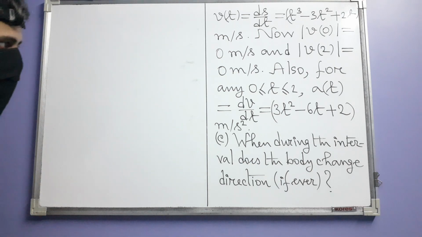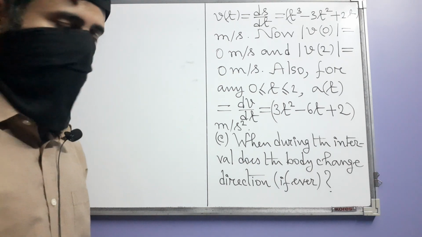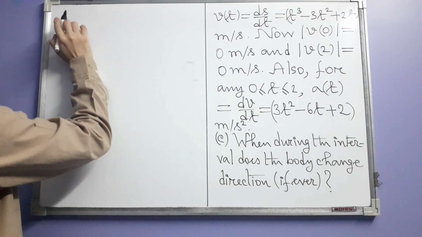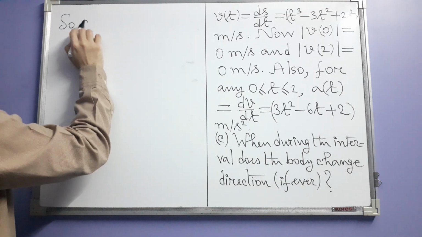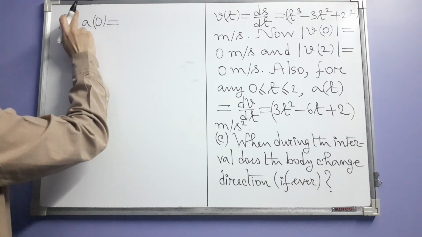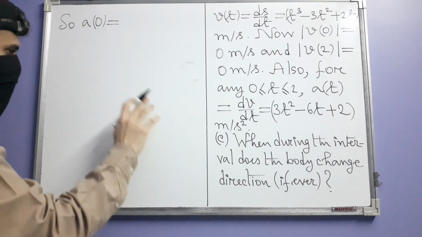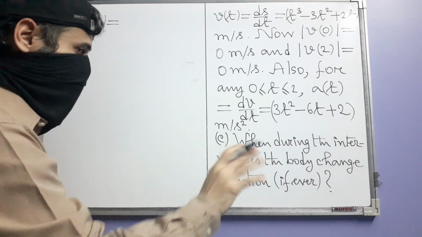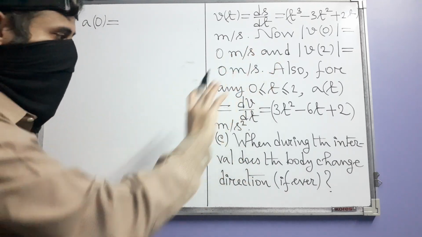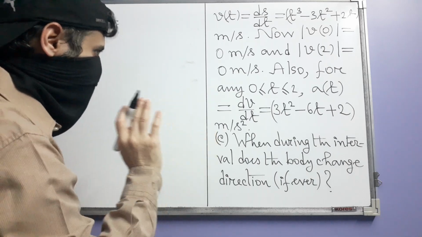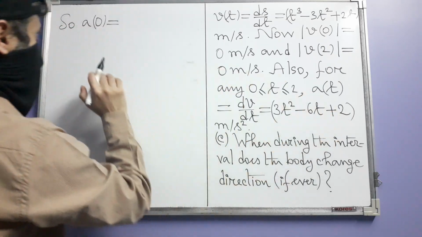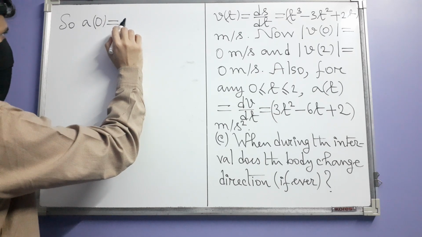Now we want the acceleration at t equal to 0 and t equal to 2. So, acceleration when time is 0, you see here you do not need absolute value because we are not calculating absolute value of acceleration. For speed we did that, that's a different thing, but now we want acceleration itself. So when t is 0, the value is 2.